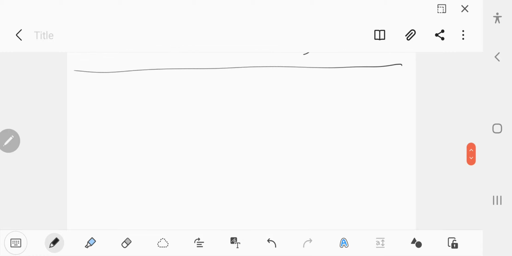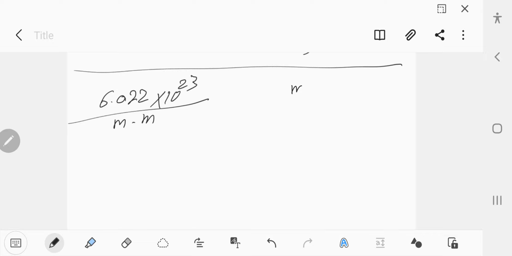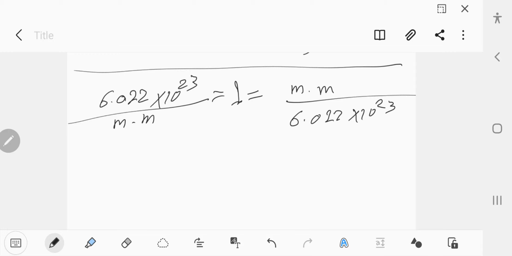Now, what if we're going to connect Avogadro's number with the mass? As we said, we can use the conversion factor 6.022 times 10 to the power 23 over the molar mass, or the molar mass over 6.022 times 10 to the power 23. Two conversion factors, both of them equal 1 because the quantities are equal.